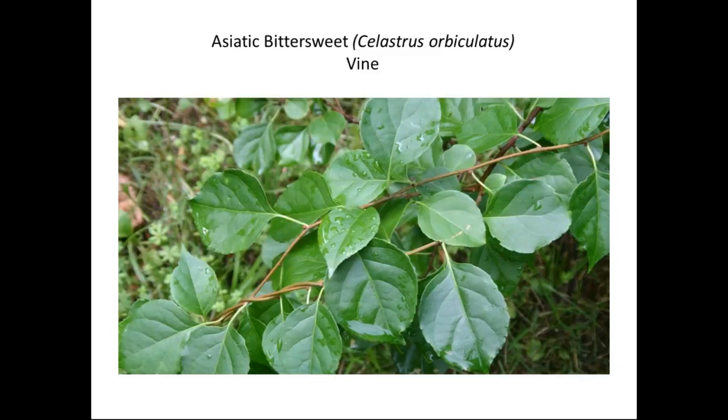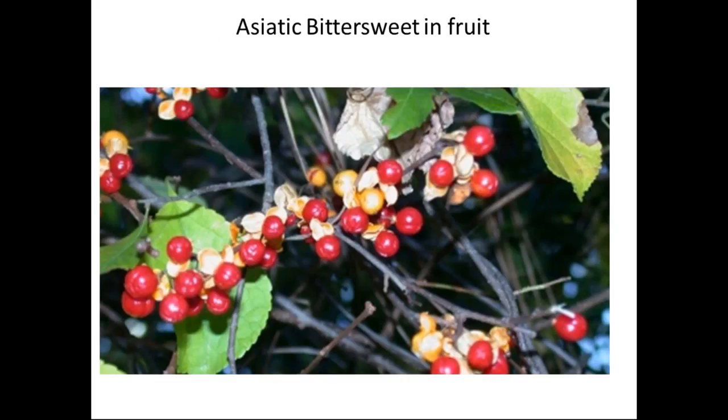Asiatic bittersweet vine is a twining vine. That's a fast grower. It's not really rooted too deeply if it's a young plant. The berries are quite attractive, actually. And a lot of Christmas wreaths have been made out of these vines in the old days, I guess. Maybe even now, I'm not sure.